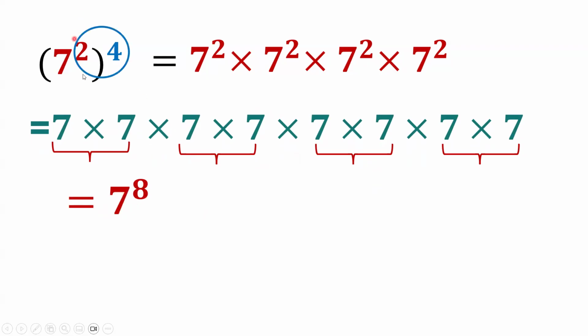So here what I did is I multiplied the 2 times 4. I multiplied the 2 powers by each other to get the answer. And this is called the power of power.